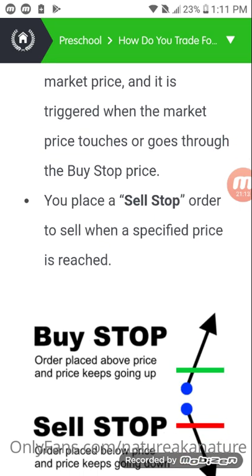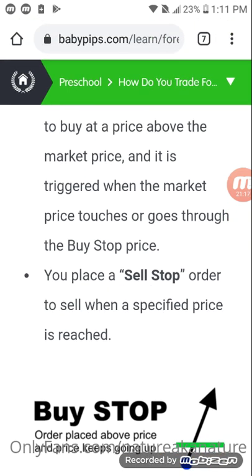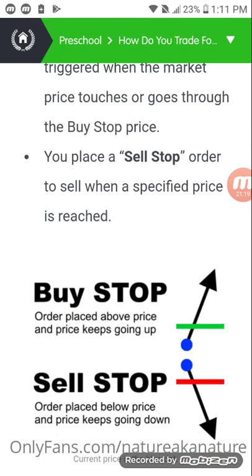Same thing with the sell order. You will place it below, or above that market price. I'm sorry, above that market price for the sell too. And once it hits that price, then you will be in that trade. So for the order placed above, the price keeps going up. Current price is the blue line, and your buy stop or your sell stop is the green and the red line.